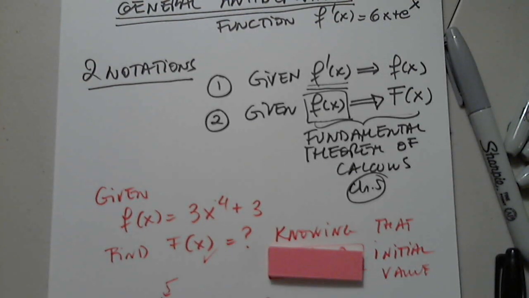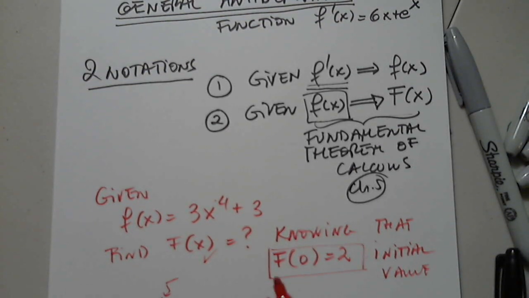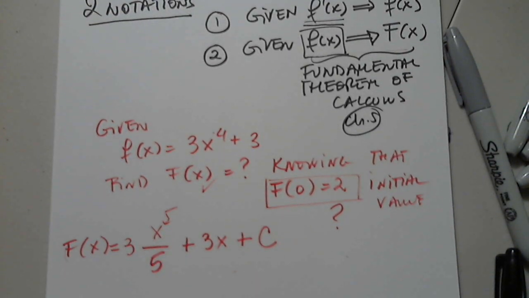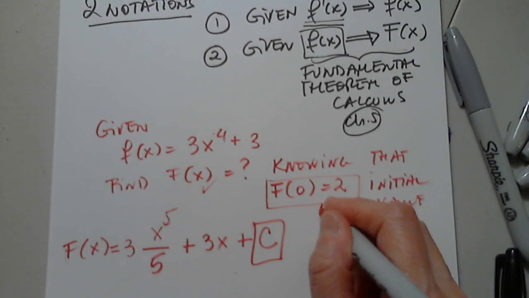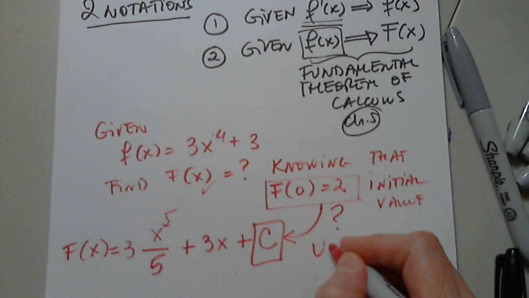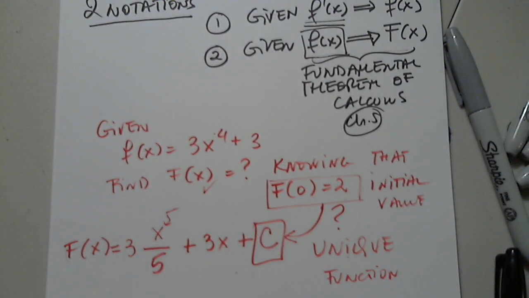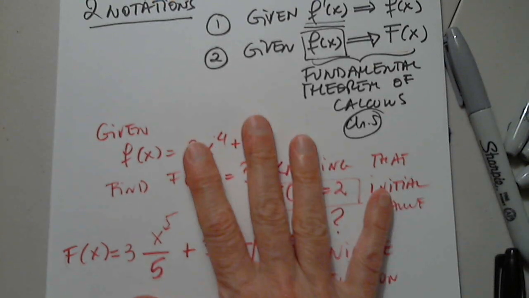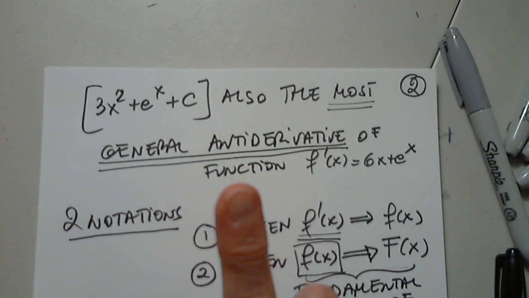I determined the most general antiderivative, but now I am told that f of 0 is 2. Why do you think this condition is given to us? What for? To figure out what constant exactly? Exactly. It's given to us to determine a unique function. It will no longer be a family of functions. It will no longer be the most general antiderivative. It will be just one.